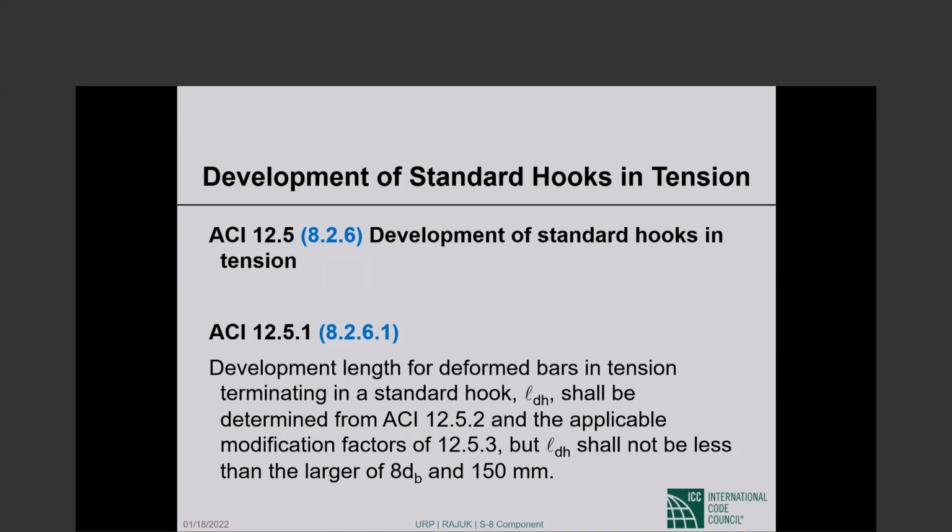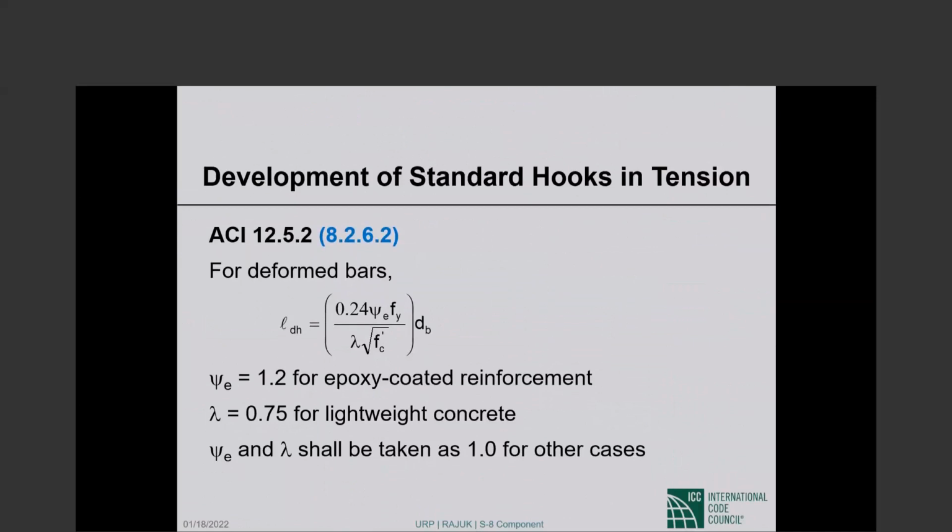So hooked bar in tension, L sub DH, shall be determined from section such and such, and applicable modification factors. L sub DH has a minimum of 6 inches on it. Okay, so L sub D minimum is 12 inches. L sub DC minimum is 8 inches. L sub DH minimum is 6 inches. Hooked bar development length. Okay, this is the important expression for hooked bar development length. F sub y, F sub c prime, D sub b are the parameters. In addition, there is an epoxy coating factor, 1.2 for epoxy coated reinforcement. We don't increase it to 1.5 here for closely spaced and thin cover. Gamma is 0.75 for lightweight concrete. So those are the only two factors, psi sub E and gamma.